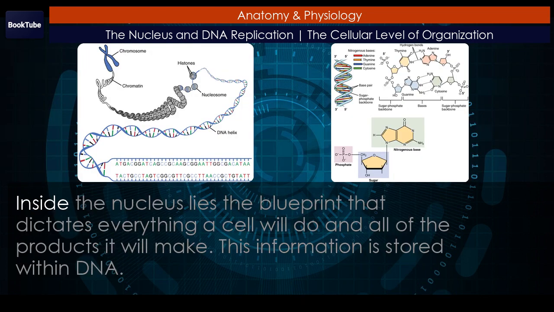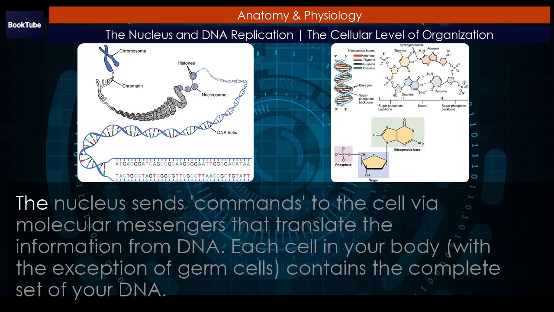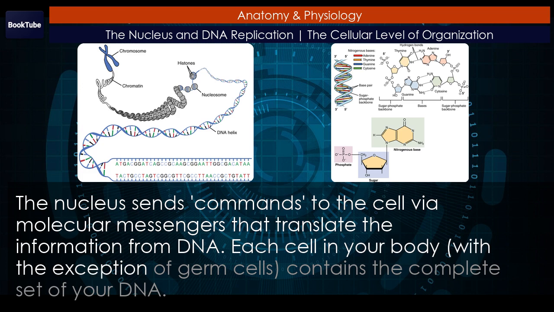Inside the nucleus lies the blueprint that dictates everything a cell will do and all of the products it will make. This information is stored within DNA. The nucleus sends commands to the cell via molecular messengers that translate the information from DNA. Each cell in your body, with the exception of germ cells, contains the complete set of your DNA.